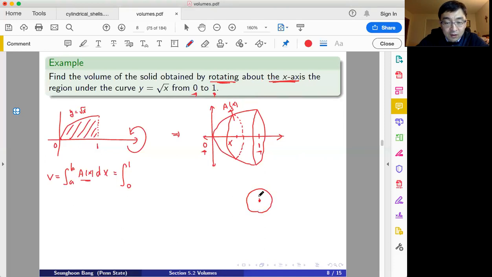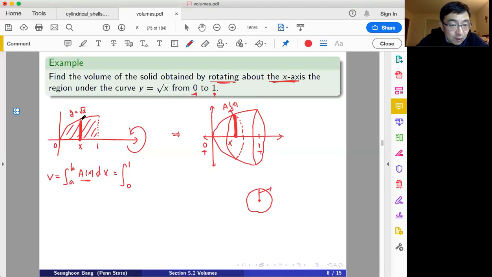I want to find the radius of a circle. What is the radius here? This is the center. The radius is this length. What is this length? You have to go to this point, this is x. So this length is exactly the same as this one. This length is the radius.